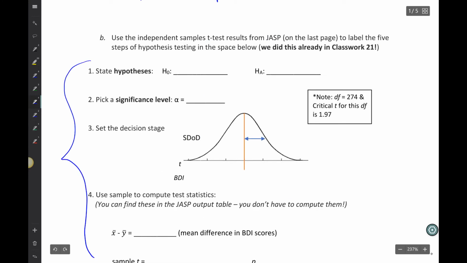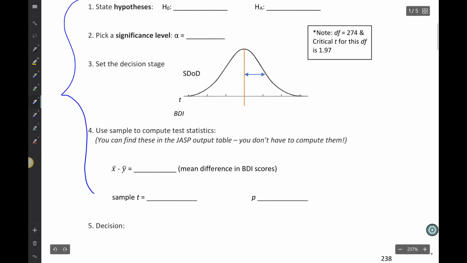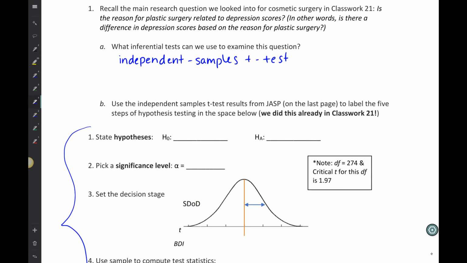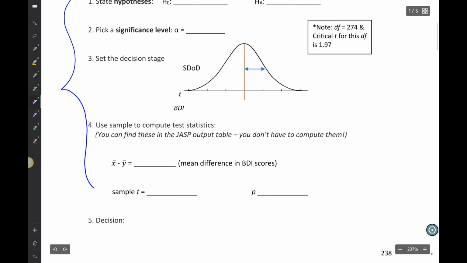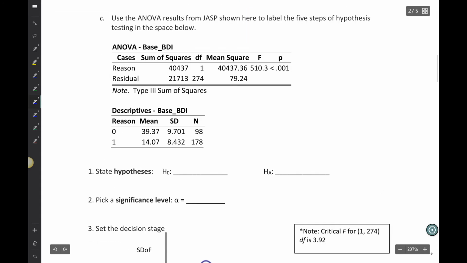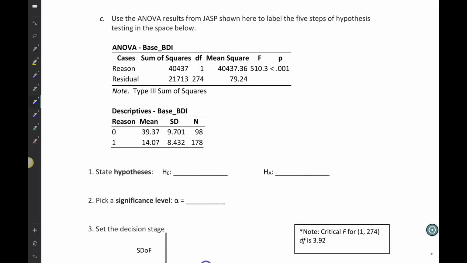This is good practice for you. We already did this. You can go back and look at the video. You can go back and look at your previous notes if you need to. But again, this is just to refresh. We can and we did complete this problem using an independent samples t-test. We also can, as we can see in part C, use an ANOVA to run the same test.